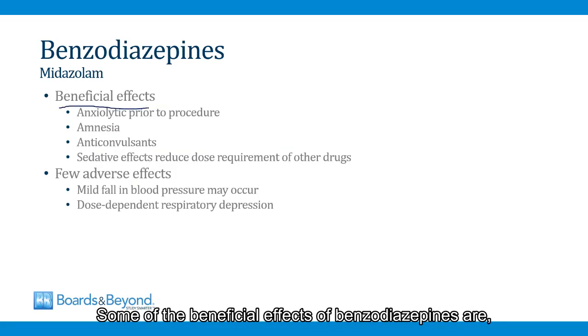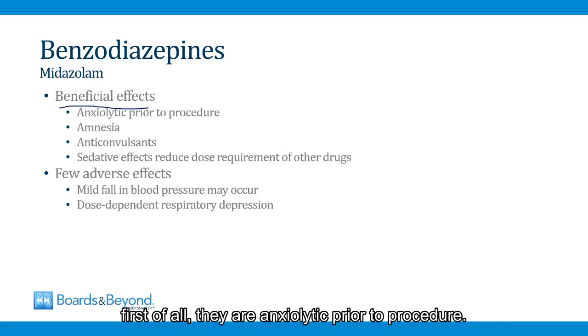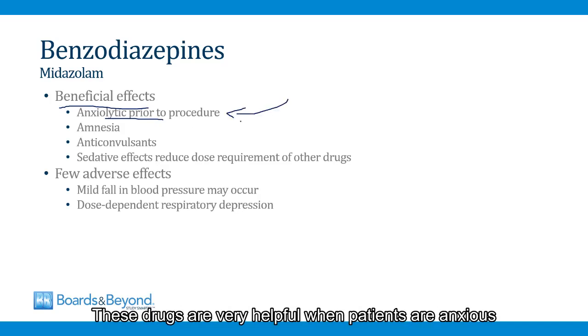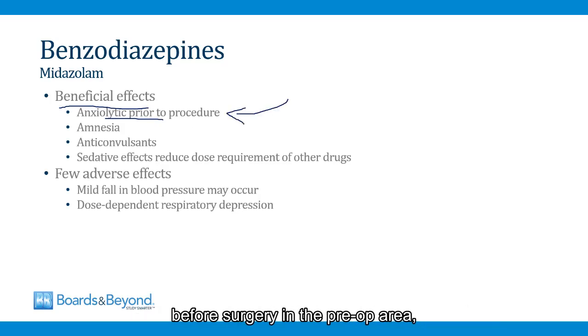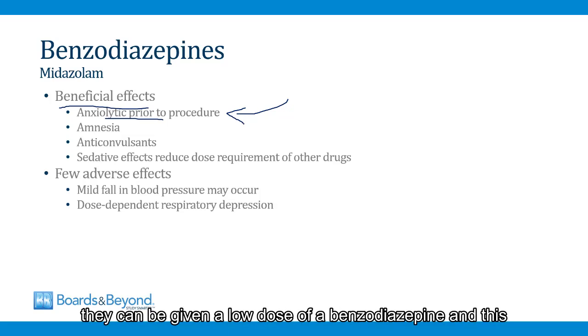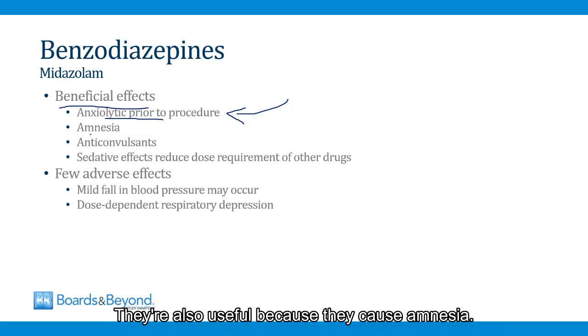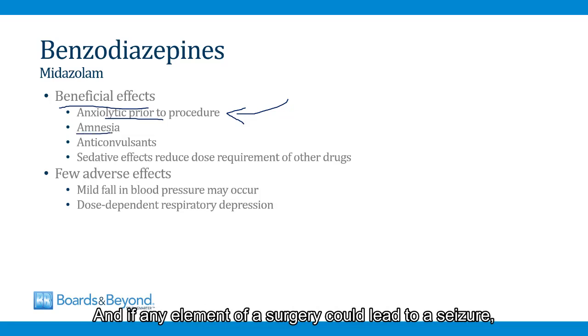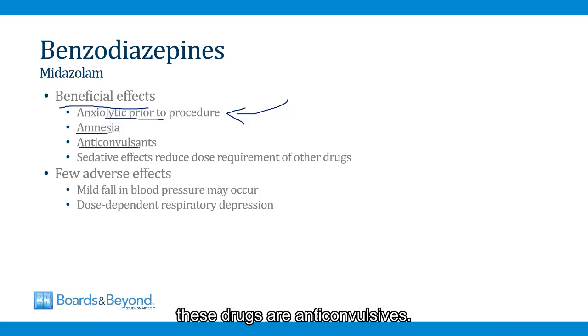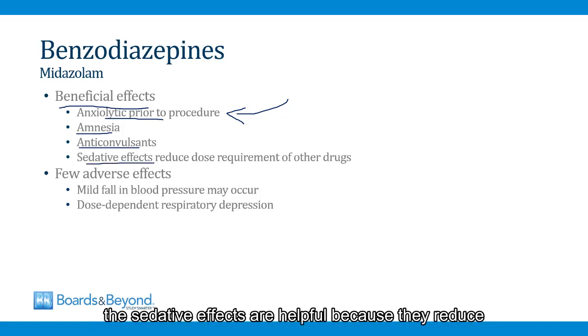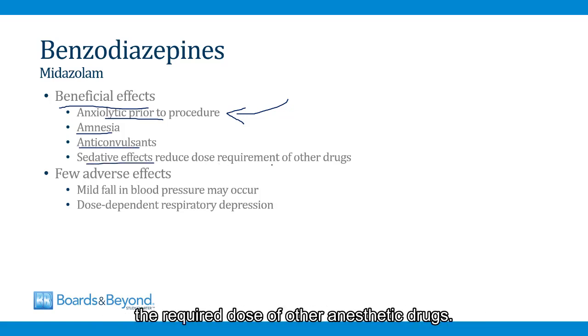Some of the beneficial effects of benzodiazepines are, first of all, they are anxiolytic prior to procedure. These drugs are very helpful when patients are anxious before surgery in the pre-op area. They can be given a low dose of a benzodiazepine, and this will help to relax them before surgery. They're also useful because they cause amnesia, and if any element of a surgery could lead to a seizure, these drugs are anticonvulsives. And then lastly, the sedative effects are helpful because they reduce the required dose of other anesthetic drugs.